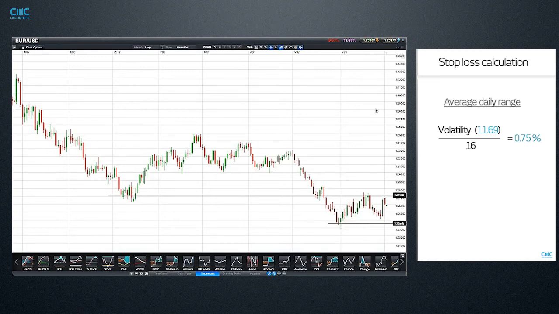And we then use that information to set the stop loss level. At current levels, 1.27 times 0.75% will give us a reading of around 95 points. Now, you can do that more accurately with a calculator, but for the point of the example, let's assume that number is 95 points. Remembering how we got it, we took the annualised volatility, we divided it by 16 to get a percentage, in this case 0.75%. We then took 0.75% of the current market price to give us around 95 pips.